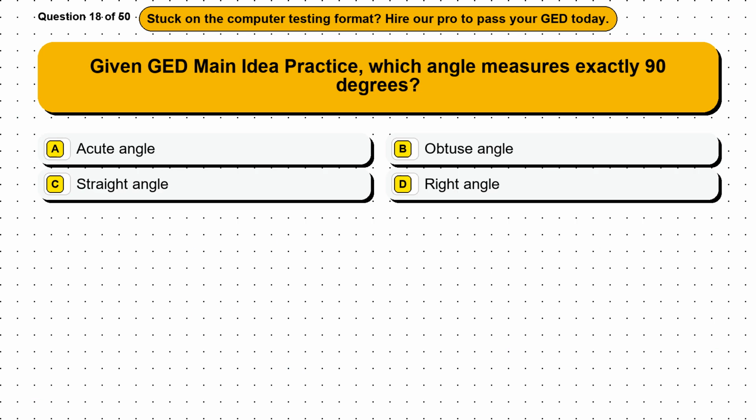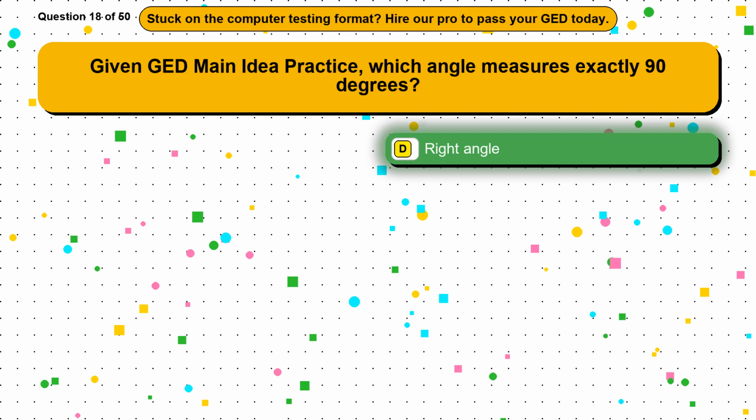Question 18. Given GED Main Idea Practice, which angle measures exactly 90 degrees? Option A, acute angle. Option B, obtuse angle. Option C, straight angle. Option D, right angle. The correct answer is option D.